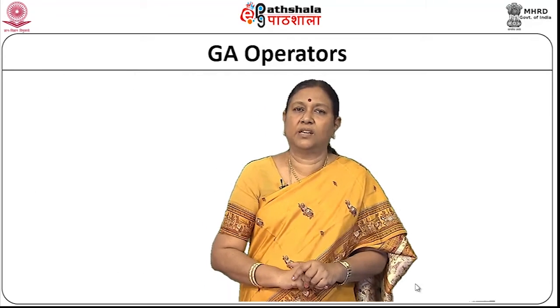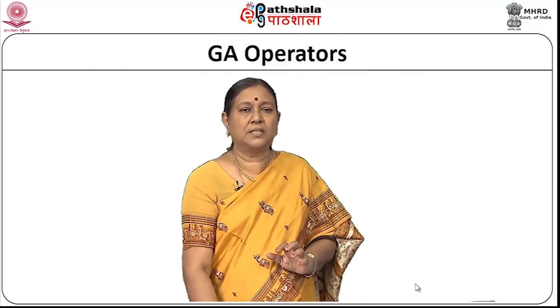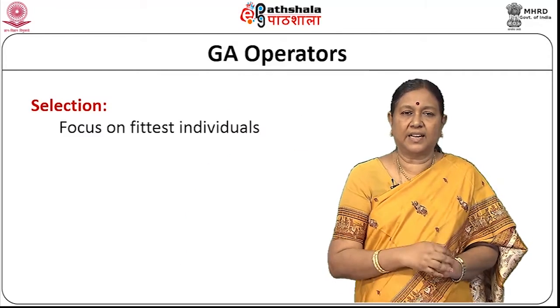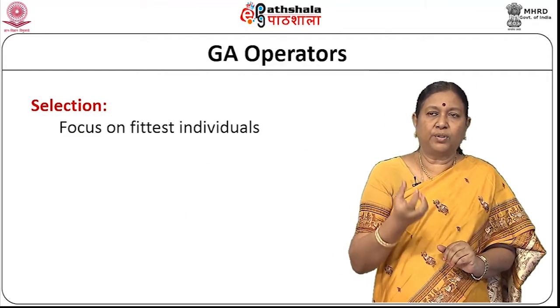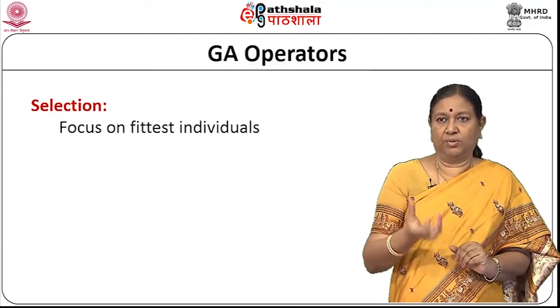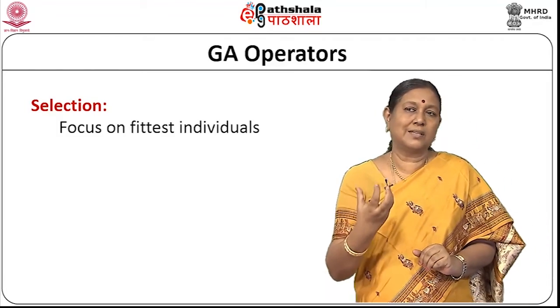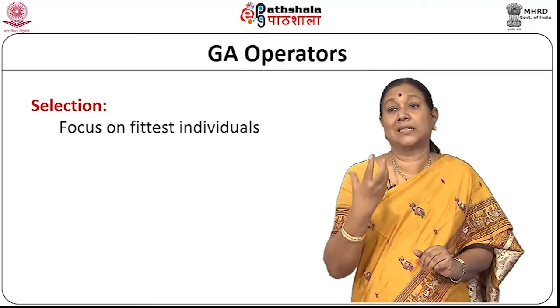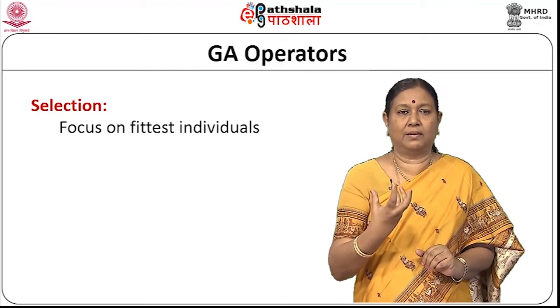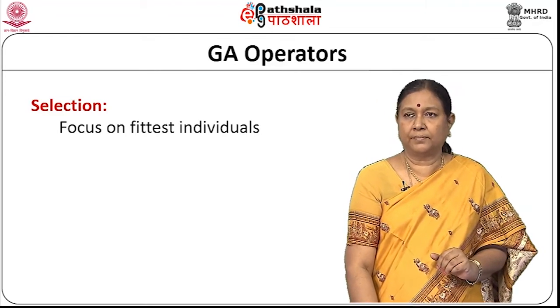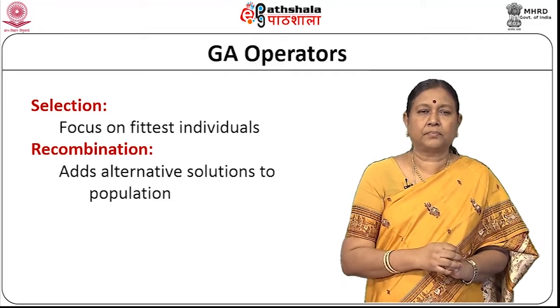Now, let us look at GA operators. What are the GA operators? First is selection. In selection, we want to focus on the fittest individuals. So you have to evaluate the individuals. Individuals are those in the population; remember, a population consists of individuals. You evaluate the individuals and you focus on the fittest ones.